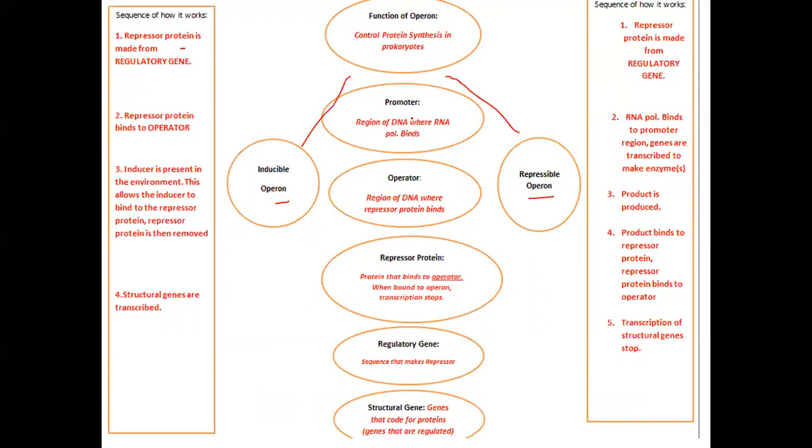They both function in protein synthesis. They both have promoters. They both have operators, repressor proteins, regulatory genes, and structural genes. But if it's inducible, remember the repressor protein is made. The repressor protein binds to the operator. The inducer, things like lactose, is going to remove that repressor protein, and then you actually express it. If it's a repressible operon, okay, the product binds to the repressor, and then it stops protein synthesis.